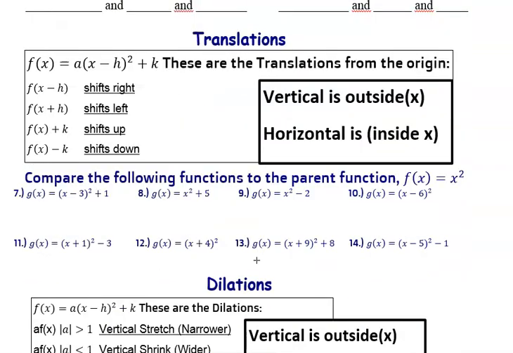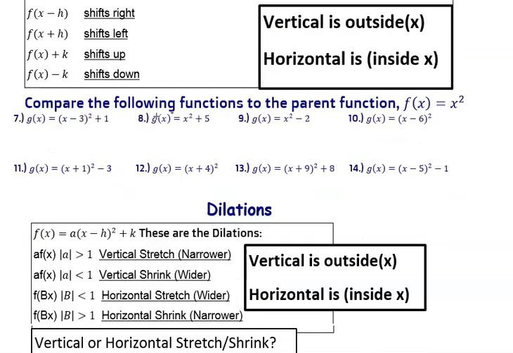Let's look at translations. So here's a review from Unit 2. If it has a minus number on the inside, it goes right, plus a number on the inside goes left, plus on the outside goes up, minus on the outside goes down. Vertical transformations are outside of the parentheses, and horizontal transformations are on the inside of the parentheses where the x is. So let's look at these. Compare the following functions to the parent function, f(x) = x squared.